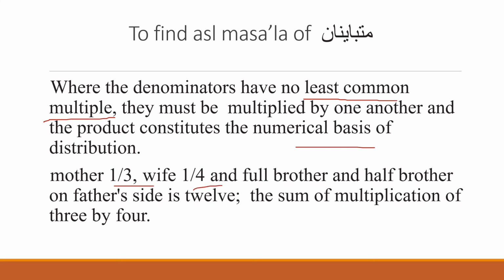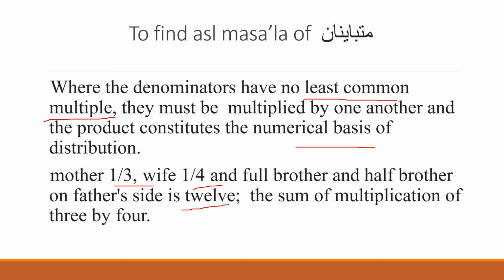The relation is mutabayinani. Mutabayinani means the denominators have no least common multiple. There is no highest common factor except 1. Take the example: mother is 1 by 3, wife is 1 by 4, and full brother and half brother on father's side.